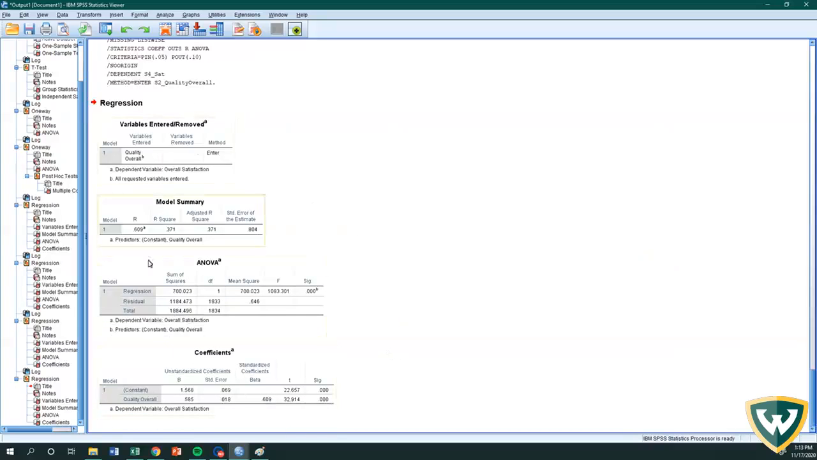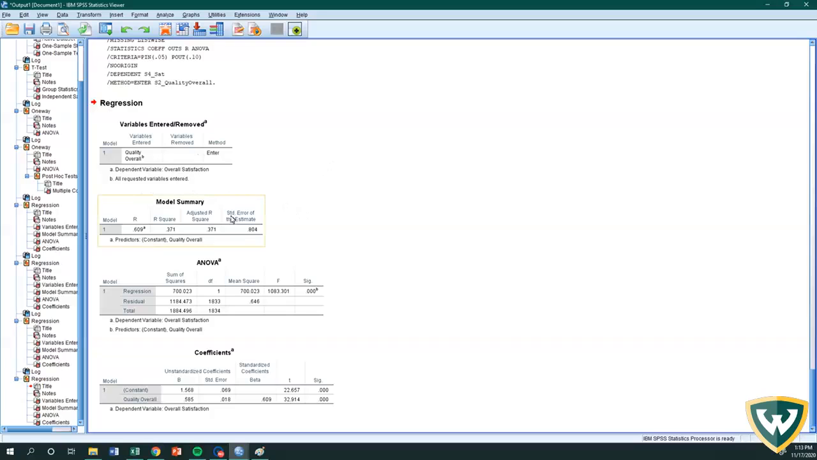Here is the output that SPSS gives me when I run a regression analysis. The first table, which reads variables entered and removed, tells me what I entered as my x variables and my y variables. It tells me that I have one x variable, it's quality overall, and then it tells me that I have one y variable, which is overall satisfaction.